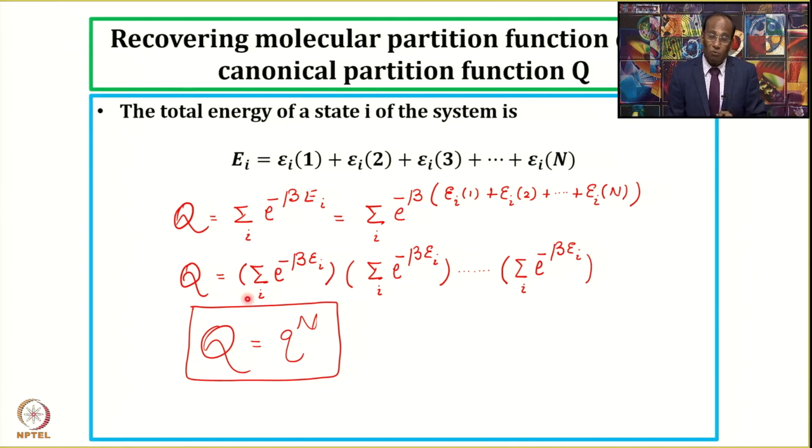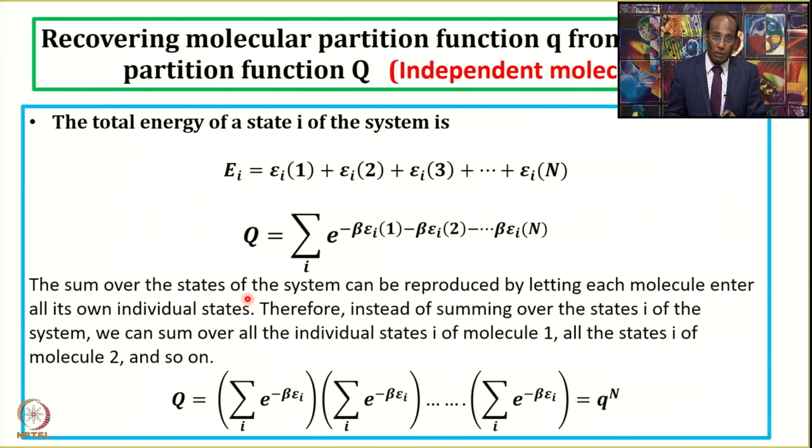We may have molecules which are indistinguishable, and we have molecules which are distinguishable. Therefore, we must ensure that we do not overcount the number of states. I repeat, the molecules can be distinguishable, the molecules can be indistinguishable. Therefore, we need to make sure that we do not overcount the number of states. In this treatment, we have considered the molecules as distinguishable. Now let us see, if the molecules are indistinguishable, what form it will take.